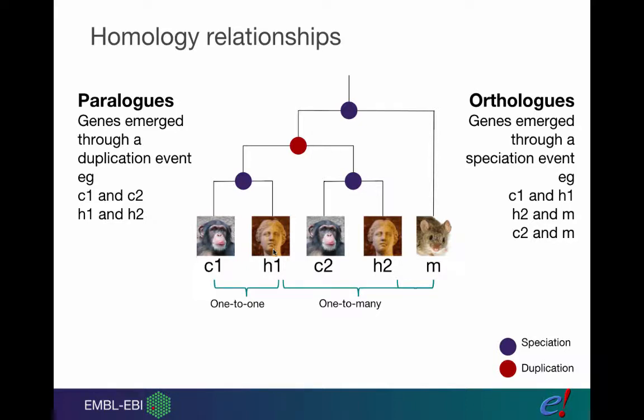And these are split into one-to-one orthologs, so we can say that C1 and H1 are one-to-one orthologs. Whereas the M gene, because there's only one copy of it, is a one-to-many ortholog. With human, there's H1 and H2.